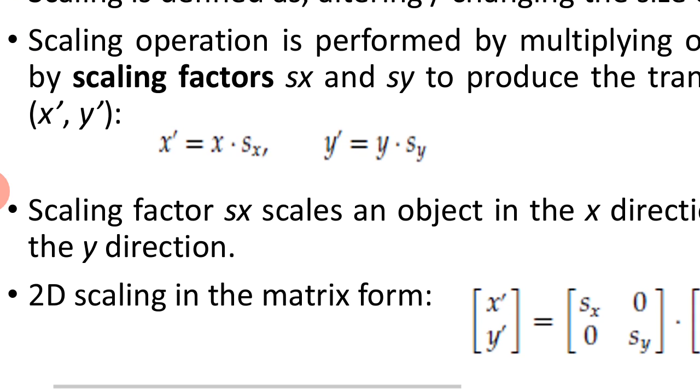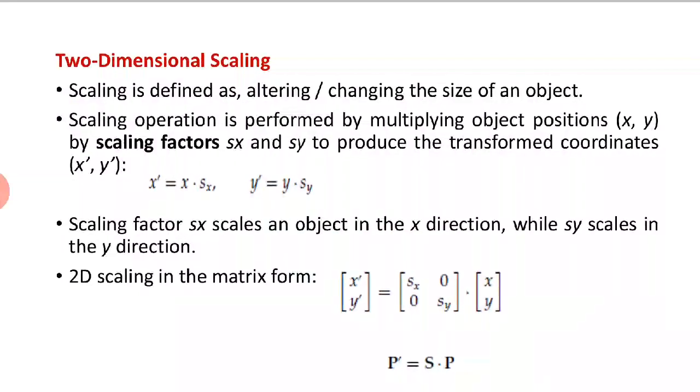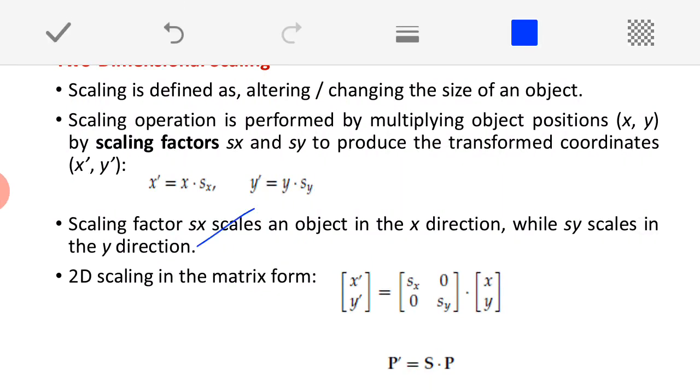The scaling factor sx scales the object in the x direction and sy scales in what? The y direction. And how do we write it in matrix form? This is my point P(x, y), the original position, and this is my matrix, sx 0 and 0 sy. That is the scaling matrix. Then if I multiply these two, I will get what? (x', y'), the scaled point or scaled object, which I can write in this matrix form, where P is what?